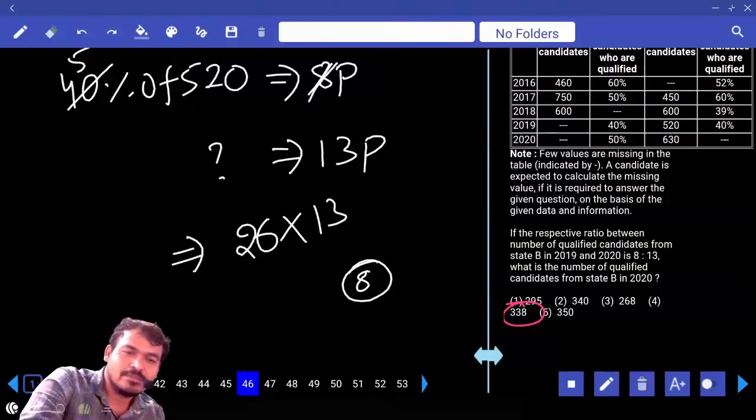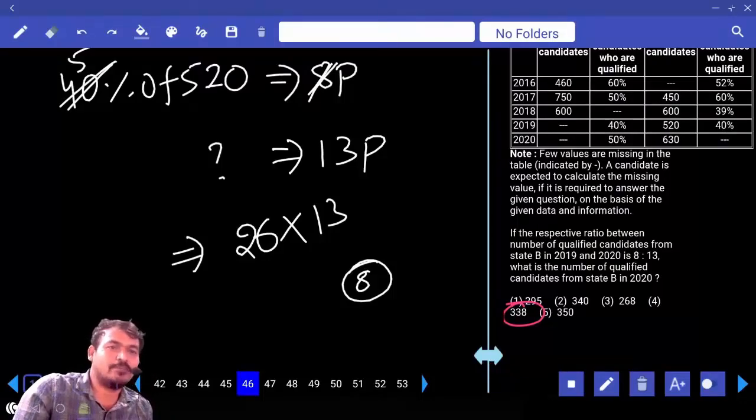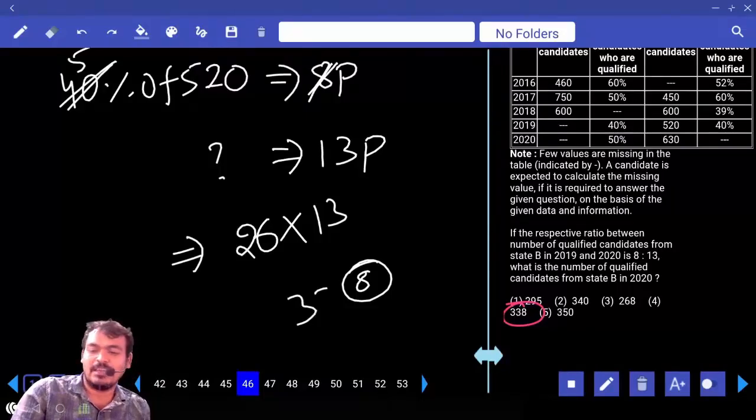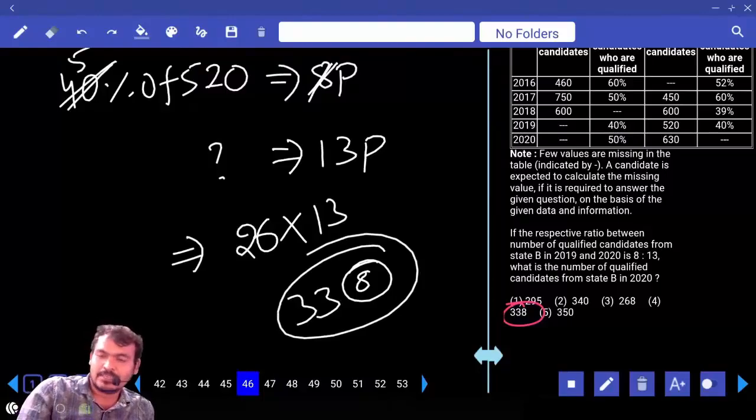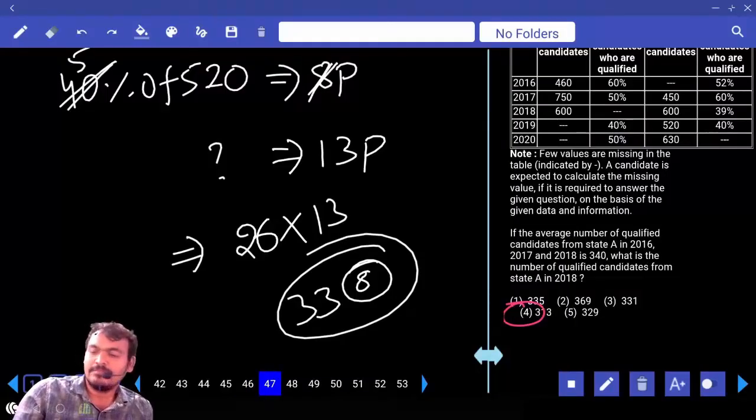8 how many times? 5 times. 5% of 520, 26 into 13. 338 or not? Next, 47.